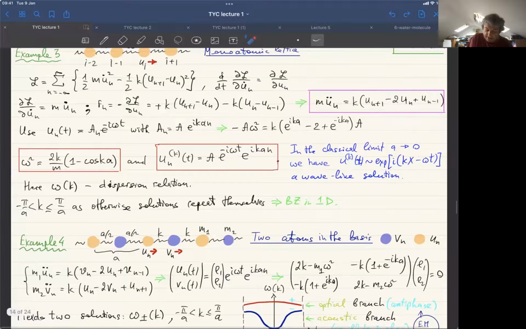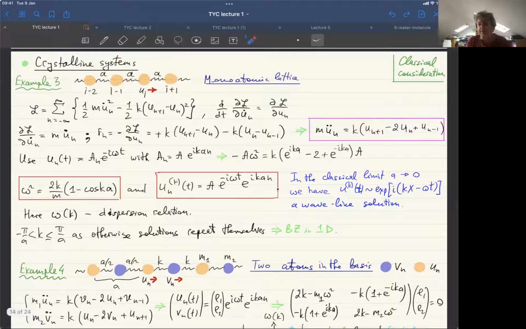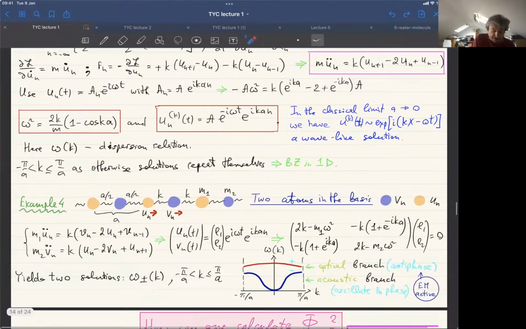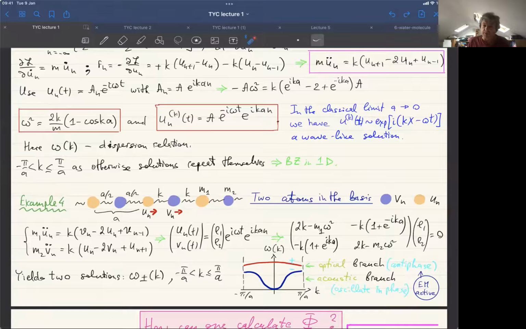In the limit of a, the distance between atoms, going to 0, we get an elastic solid and elastic waves, solutions like this. k changes only within the first Brillouin zone. If you go beyond the first Brillouin zone, the same solutions are obtained. So k is an arbitrary parameter, but it changes only within these limits. If you go beyond these limits, because of that exponential, nothing will change. So it's sufficient to keep k within the first Brillouin zone of the one-dimensional crystal.